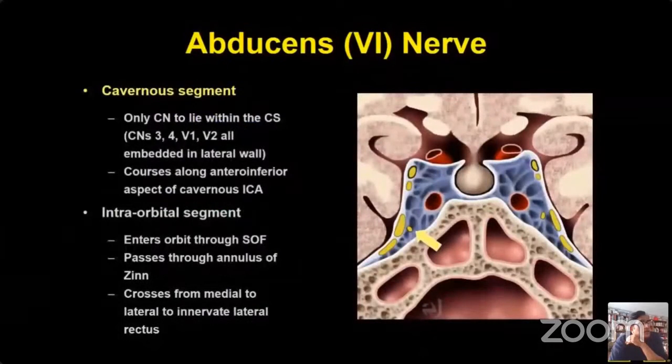So within the cavernous sinus, as I said earlier, it is actually free floating, surrounded on all sides by the venous blood of the sinus. It is not along the wall.